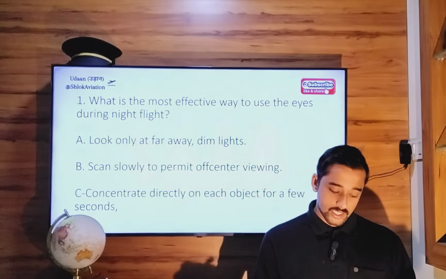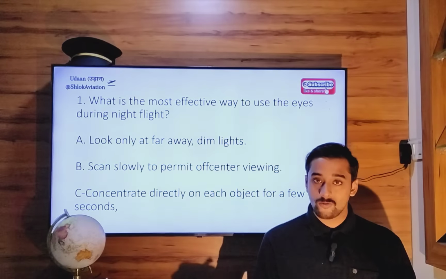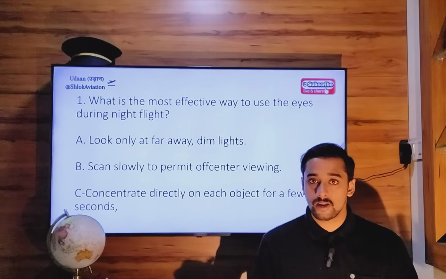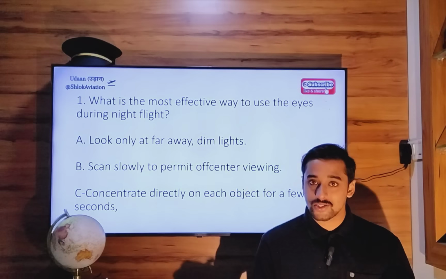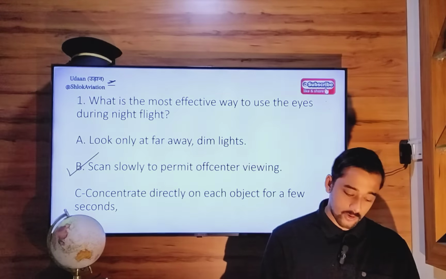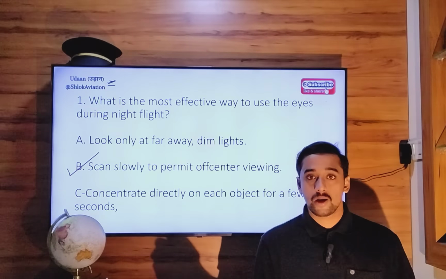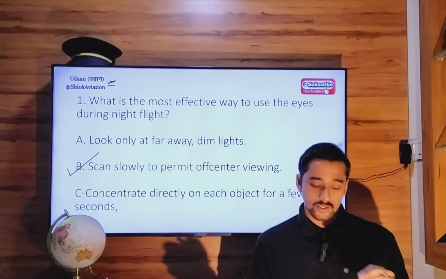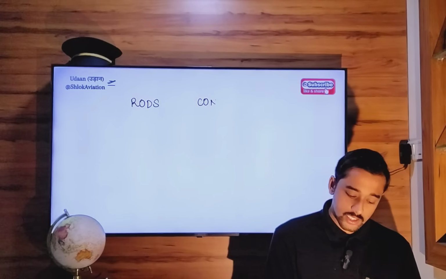Okay, so the first, look only far away at dim lights. Scan slowly to permit off-center viewing, meaning use your peripheral vision. Concentrate directly on each object for a few seconds. So the correct option is option Bravo. At night flying, you should always use your peripheral vision because at night flying, you use the rods. Okay, there are rods and cones in your eyes. So rods are useful at night time.